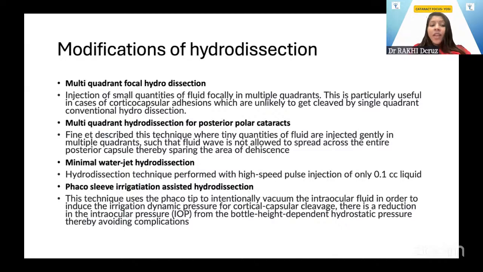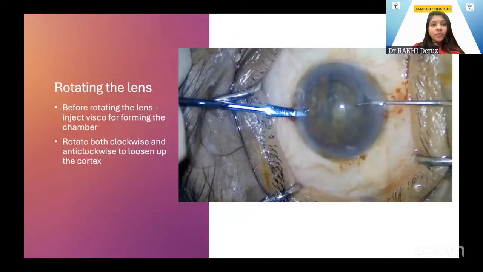Then we have a phaco sleeve assisted irrigation assisted hydrodissection, where we're using the phaco tip to intentionally vacuum the intraocular fluid in order to induce an irrigation dynamic pressure for the cortical capsular cleavage.